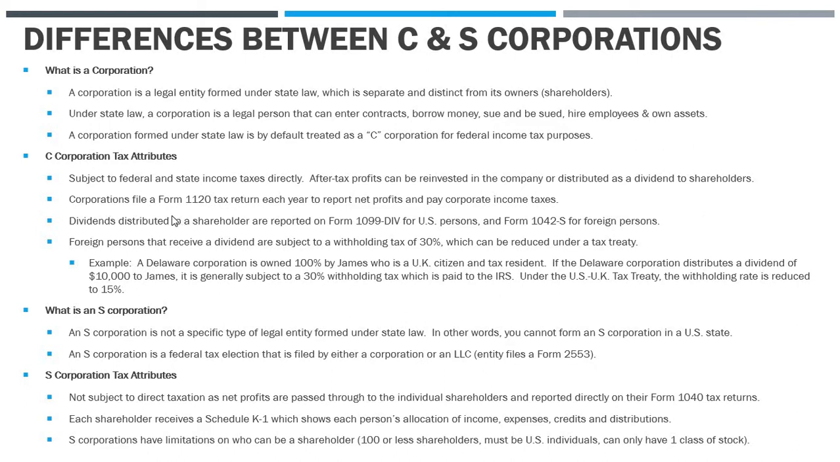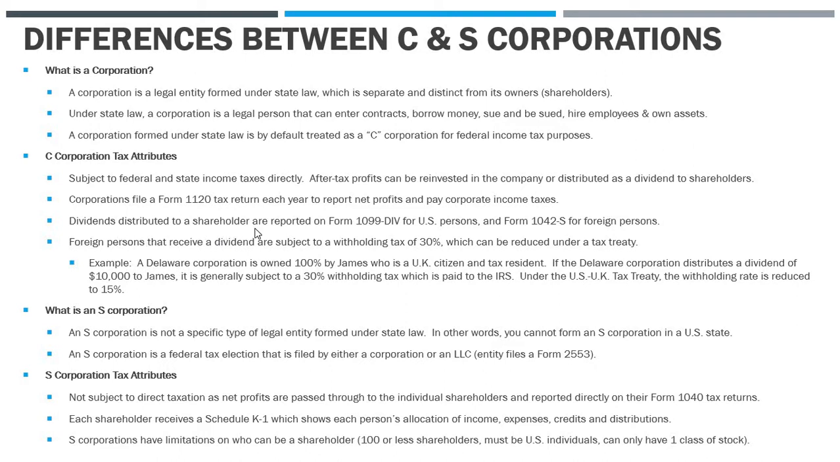So C corporations need to file a Form 1120 tax return each year. They report their net profits or losses. In cases where they have profits, they might have to pay corporate income taxes. And then again, any dividends distributed to shareholders might be subject to tax at the shareholder level. So that's the double taxation element.